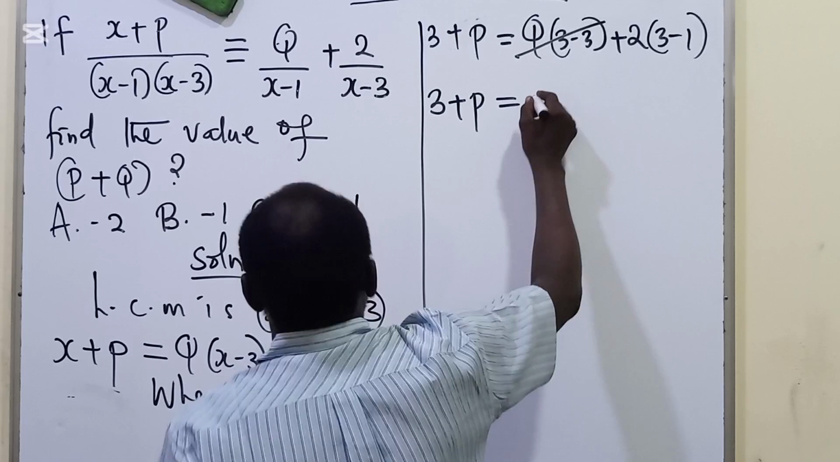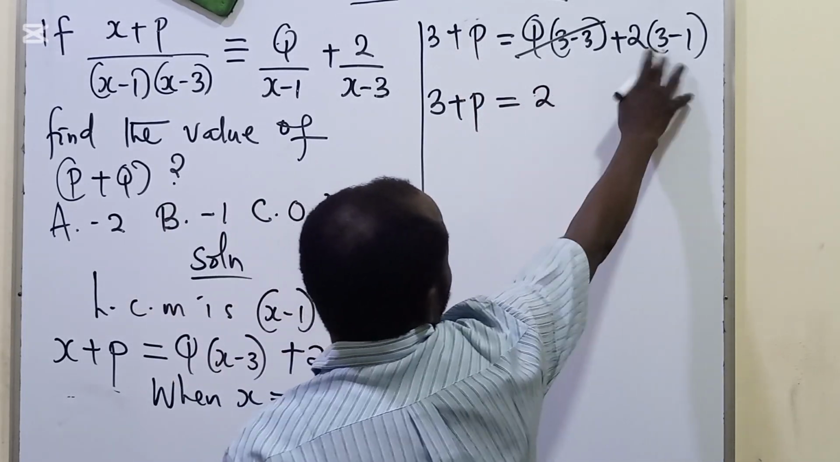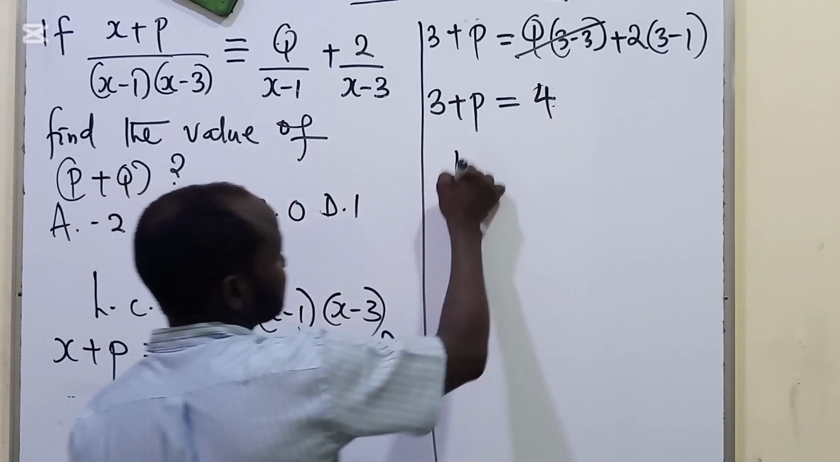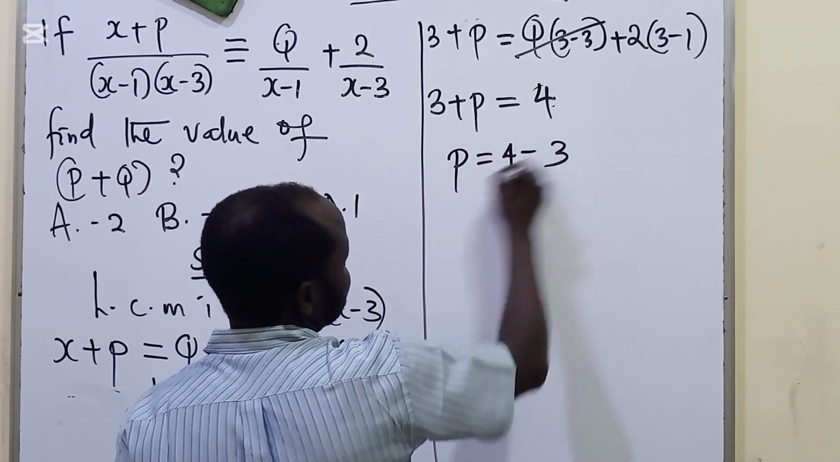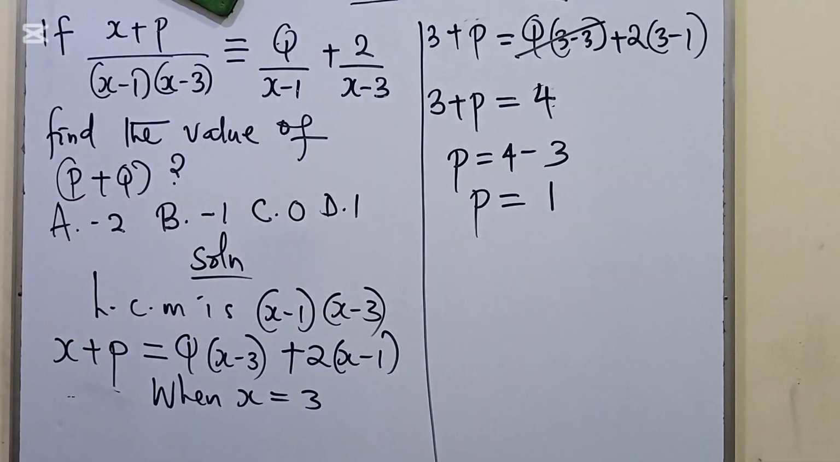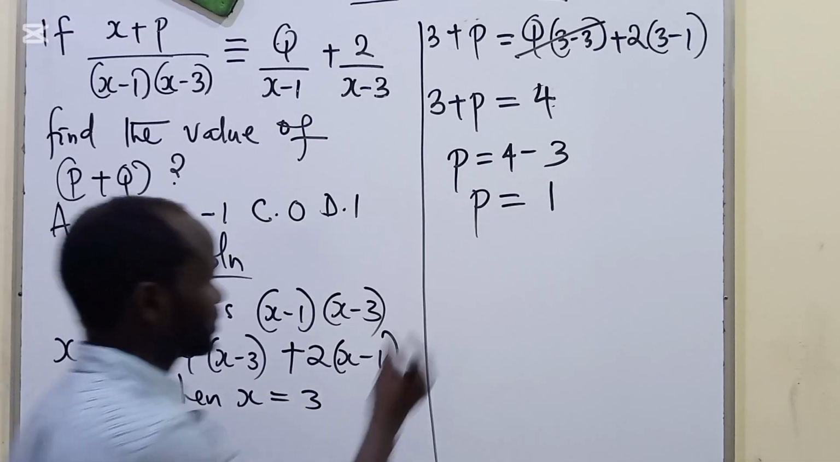This will be 2 into, that's 2, of course it will be 4. Let's find p. p now will be equal to 4 minus 3, and of course p will be 1. Very important. So if p is 1, what can we do here? We can eliminate this side. When x is 1, what happened?